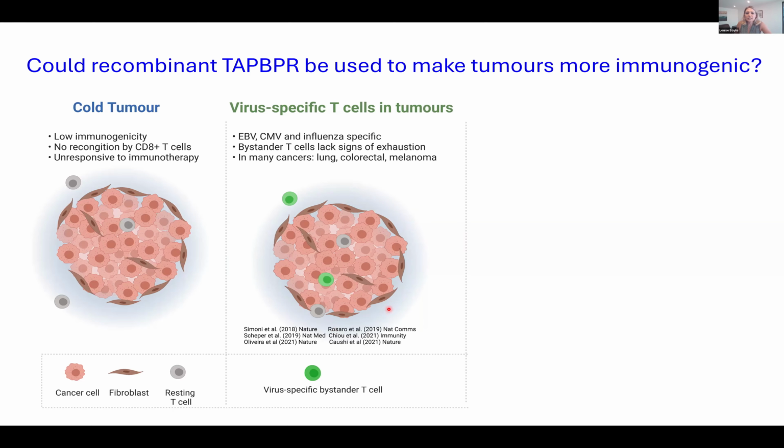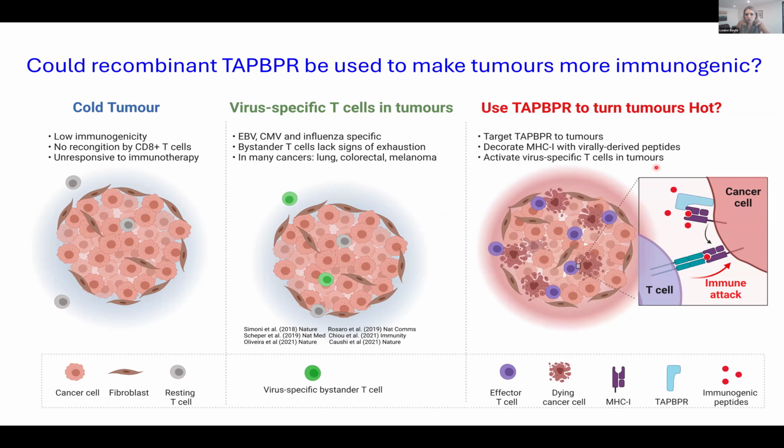And actually, in recent years, we now appreciate there's a significant number of viral-specific T cells found in tumours. For example, EBV, CMV, and flu-specific T cells have been found in a wide range of tumours, including lung, colorectal, and melanoma. These viral-specific T cells in tumours are described as bystander T cells that lack the signs of classic exhaustion.